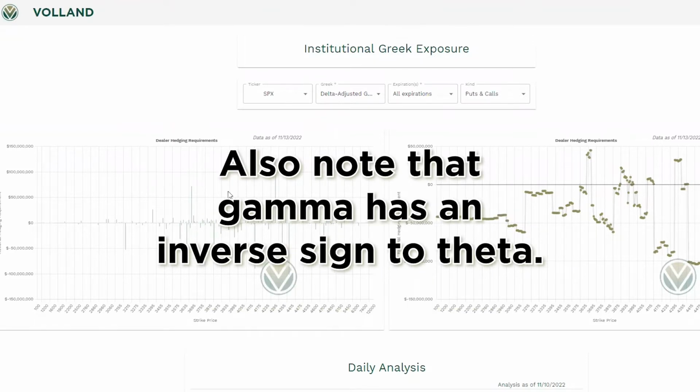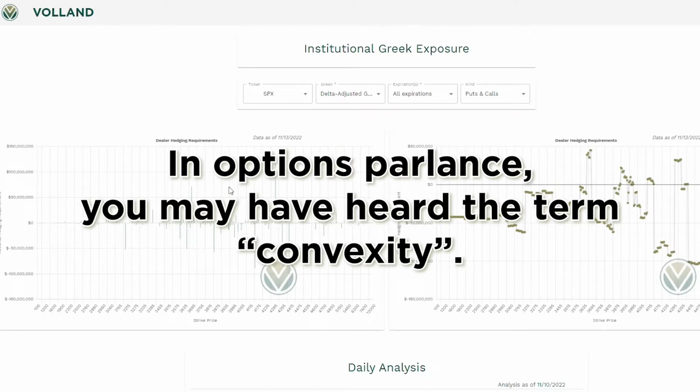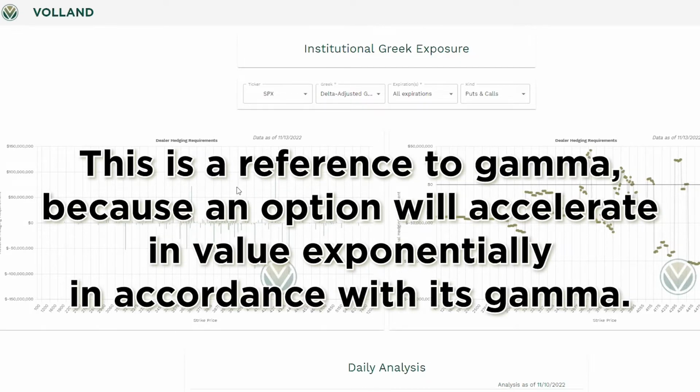Also note that gamma has an inverse sign to theta. This means that if you have a theta positive position, your gamma will be negative. In options parlance, you may have heard the term convexity. This is a reference to gamma because an option will accelerate in value exponentially in accordance with its gamma.